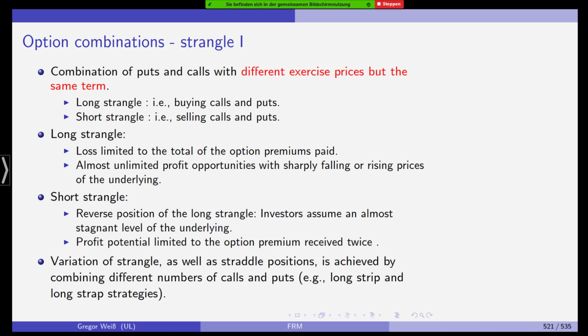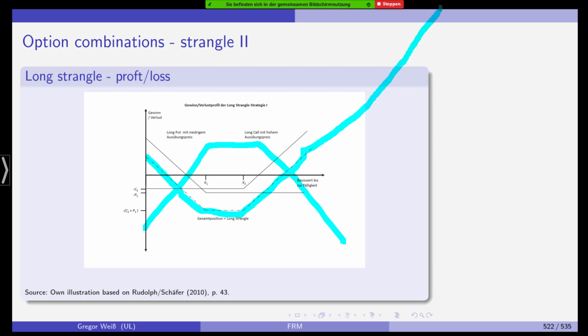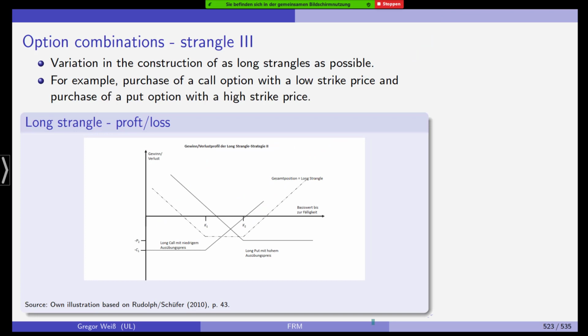A variation of a strangle, as well as straddle positions, is achieved by combining different numbers of calls and puts. And then these are long strip and long strap strategies. Okay, so this is a long strangle. It's not a straddle, but it's actually a strangle. You can see that the losses are bounded, and here you have unlimited profit potential, but of course this is much lower than the initial stock investment, right?